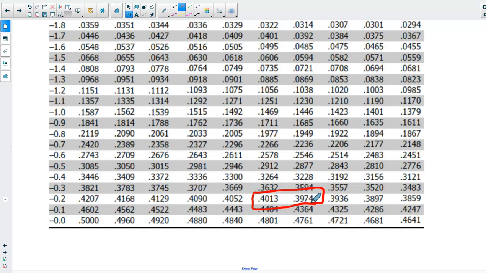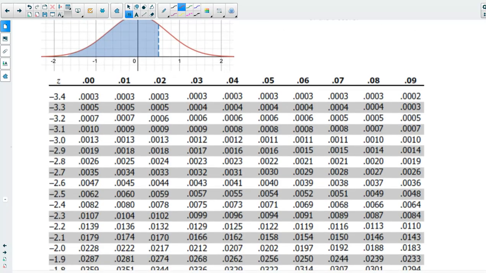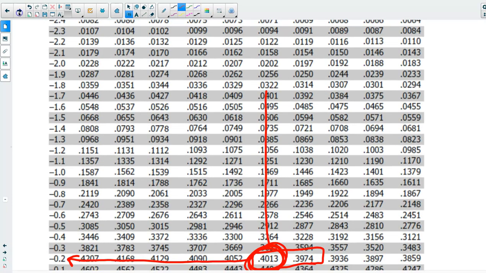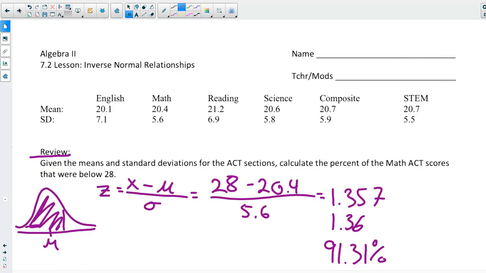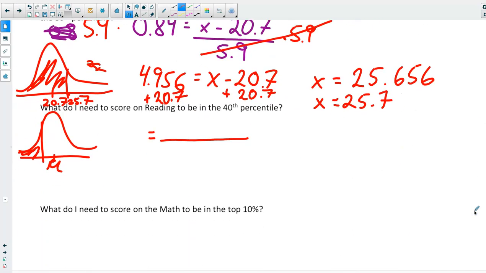Which one? 0.4013 or 0.3974? The first one? The first one's good. So I am going to take this number and I go to the outside of my table again. So I look here, so I'm looking at negative 0.2. Then I go all the way to the top, which is 5. So I'm looking at a score of negative 0.25. And then I got to fill out my stuff. I don't know what my score is going to be, so I'm going to put an X down.